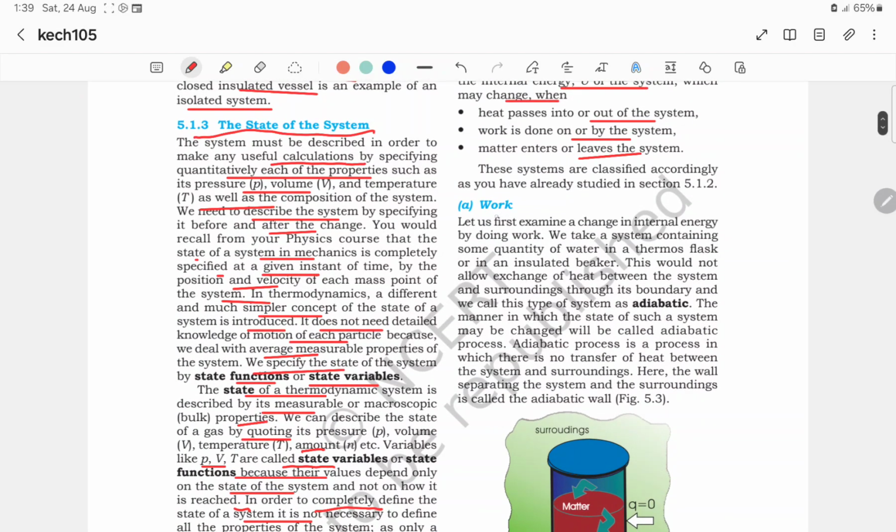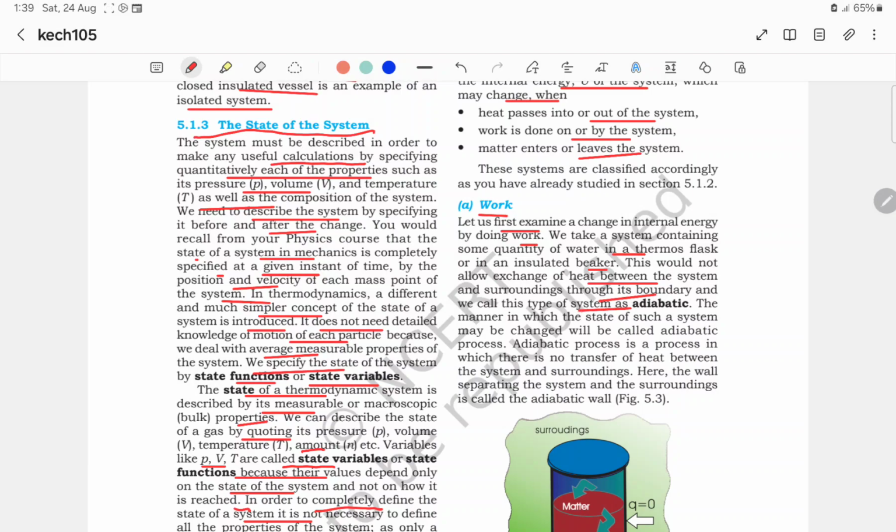So first is the work. So what is work? Let us first examine a change in internal energy by doing work. We take a system containing some quantity of water in a thermos flask or in an insulated beaker. This would not allow exchange of heat between the system and the surroundings through its boundary, and we call this system adiabatic.